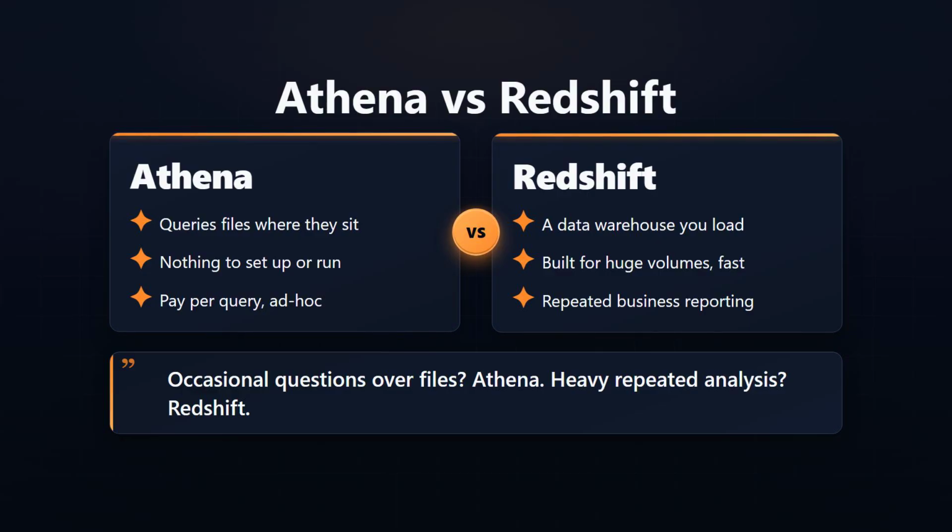Redshift is a data warehouse. You load your data into it first, and it is built to chew through huge volumes. Fast, over and over for business reporting. So the split is simple. Occasional questions over files you already have, Athena. Heavy, repeated analysis that a whole company depends on, Redshift. And they are not rivals. Plenty of setups keep raw data in S3 for Athena and load the important parts into Redshift.